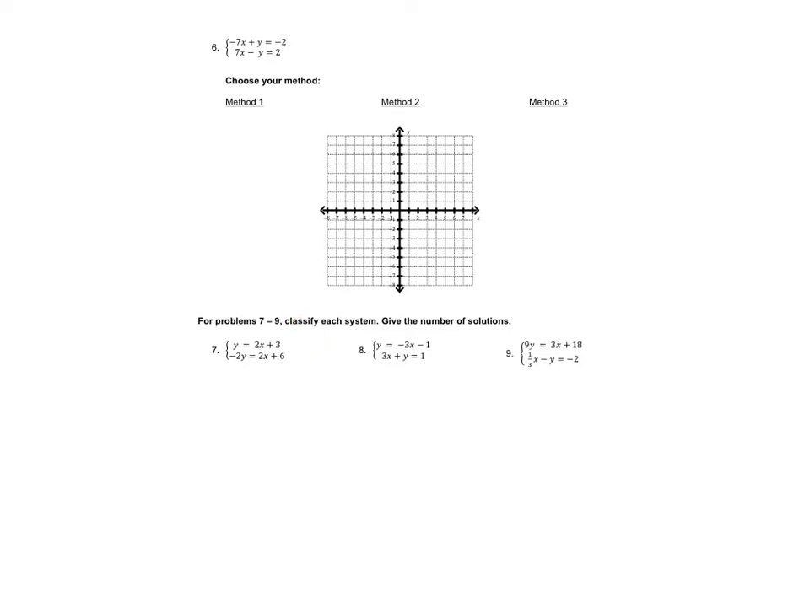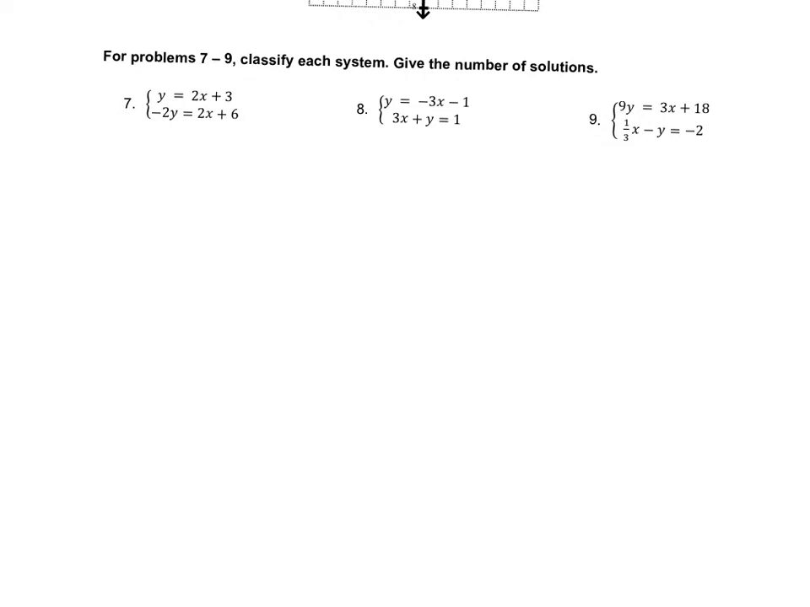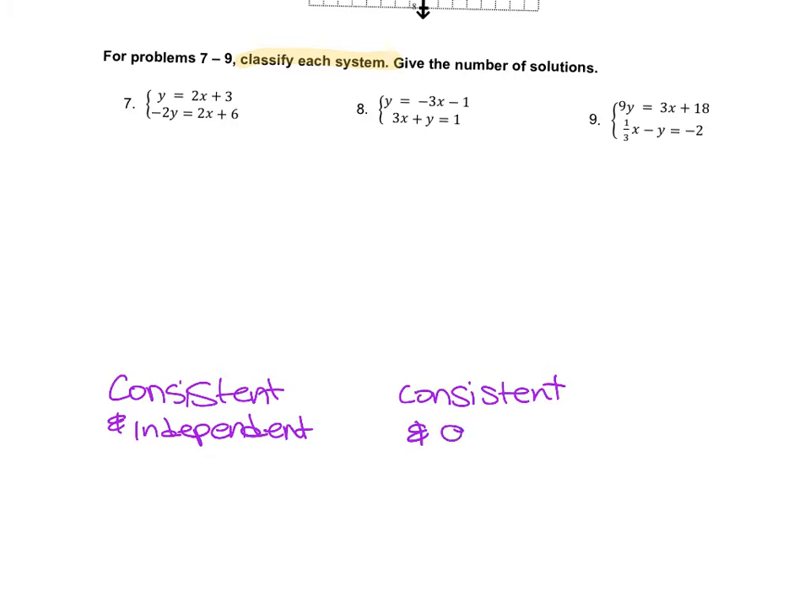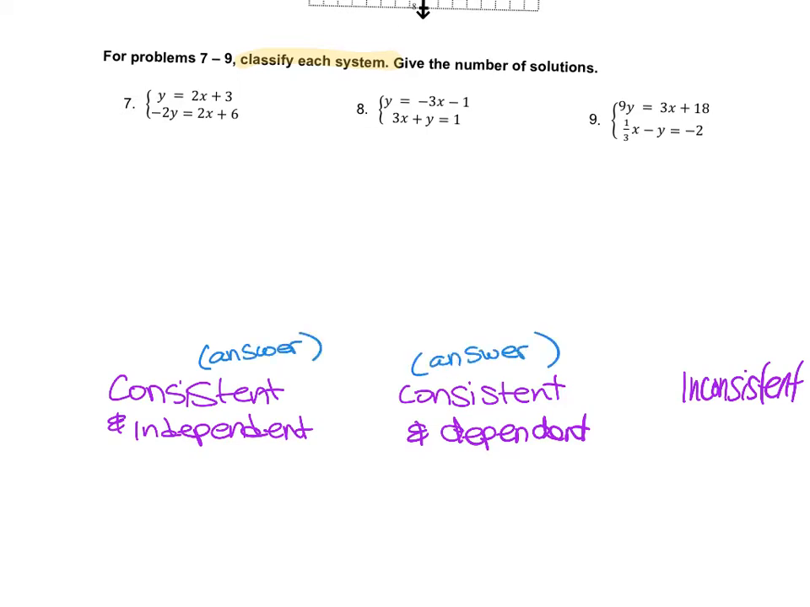And then for the last ones, numbers 7 through 9 that you see here, what you're going to be doing is you're going to be classifying the solutions, classifying the system. So this is where you are going to either classify them as consistent, which means that there is an answer, and independent because there's infinite solutions, or consistent because you get an answer and you only get one answer, and dependent. Or if they're parallel and they never cross, it is called inconsistent. So consistent means you get an answer. Basically, it's not no solution. Independent means that they are only one point they cross at. And dependent means that there's infinite solutions.